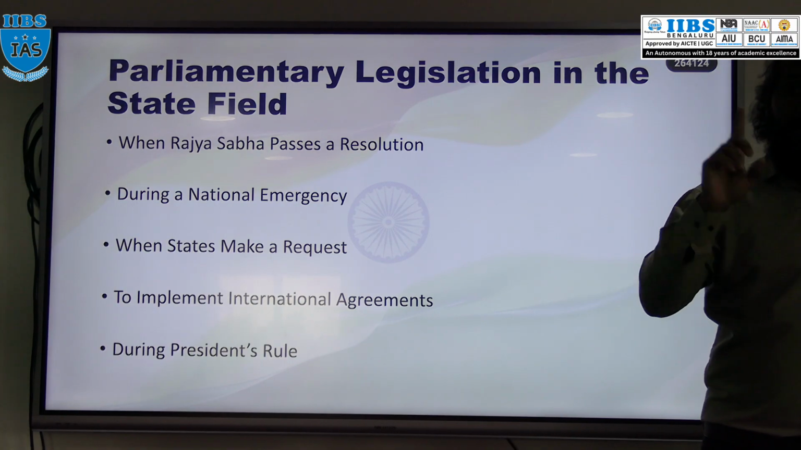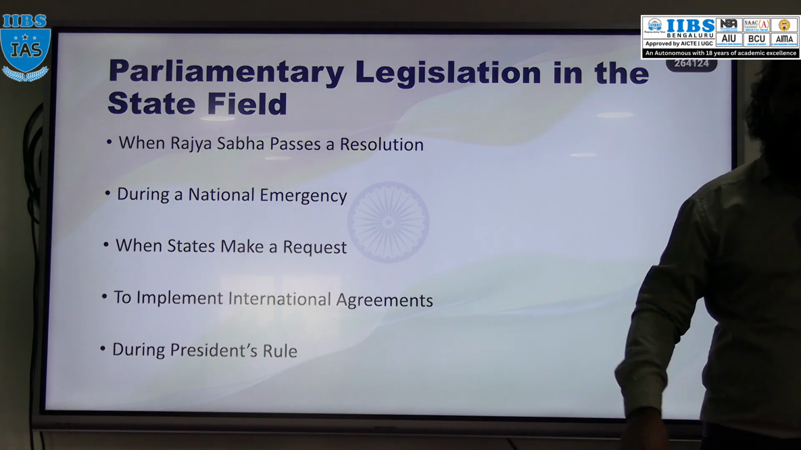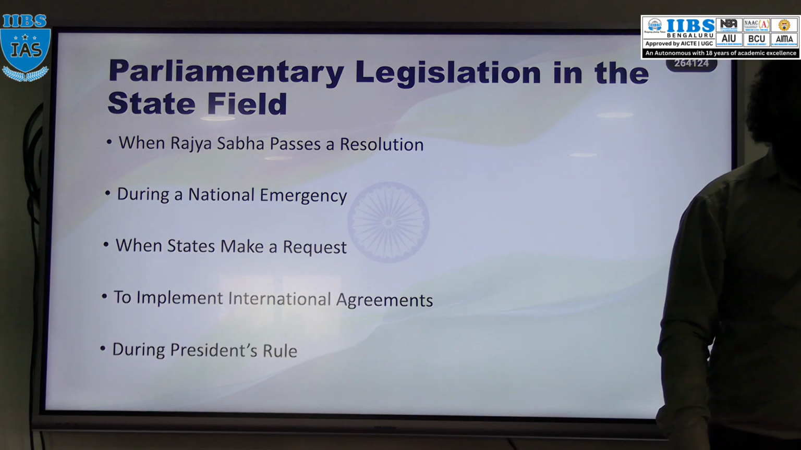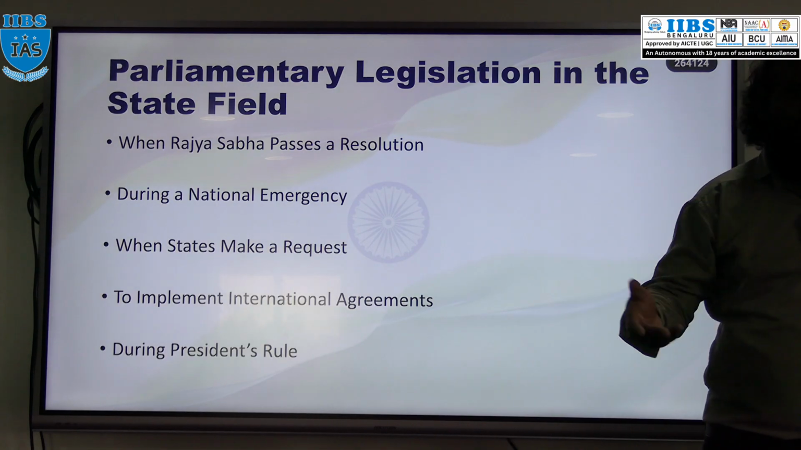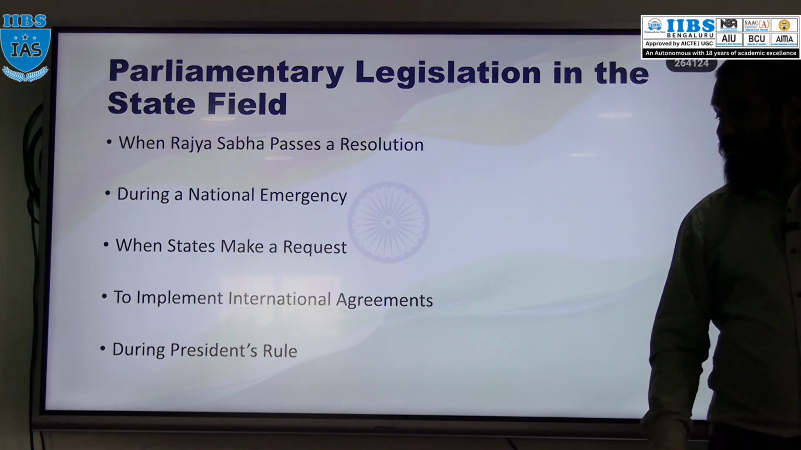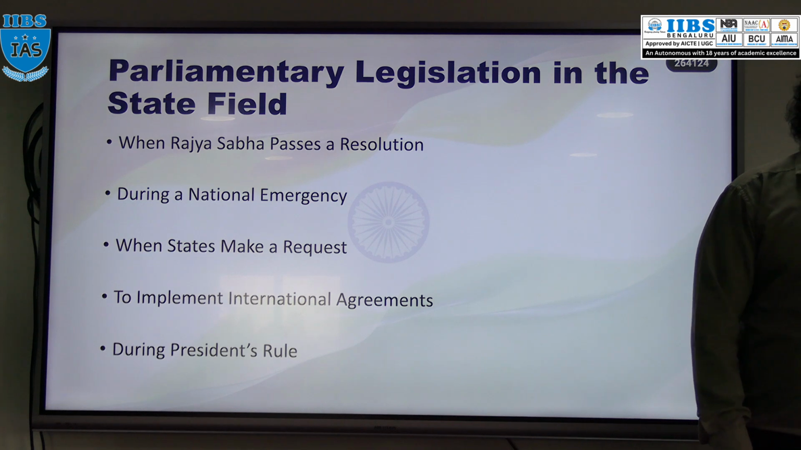Parliament has the power to make law in the state list, and that law lasts until the agreement ceases, or until the validity of that agreement. If the agreement is for 5 years, then the validity of that law will be 5 years. Got it? Then next, during President's rule, we now discuss Article 356.